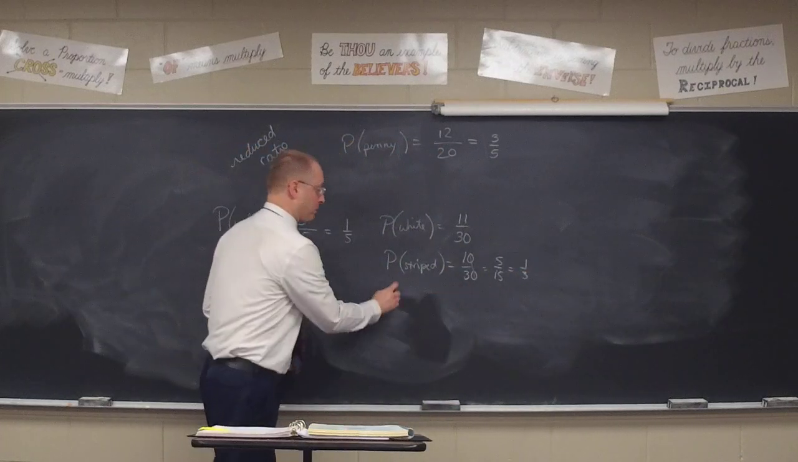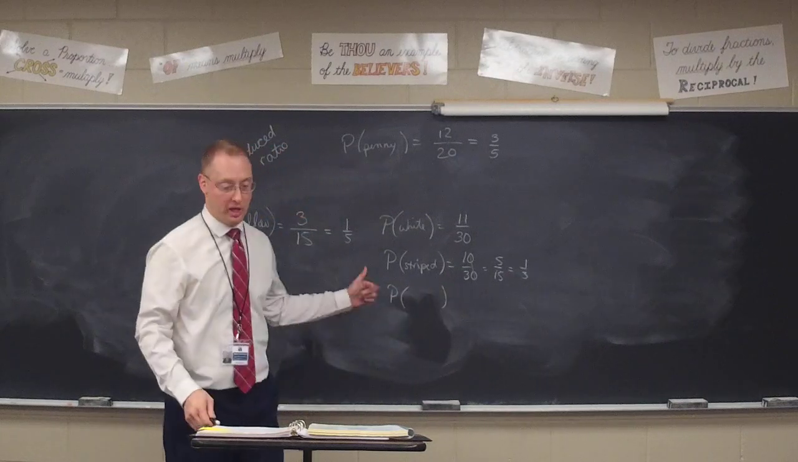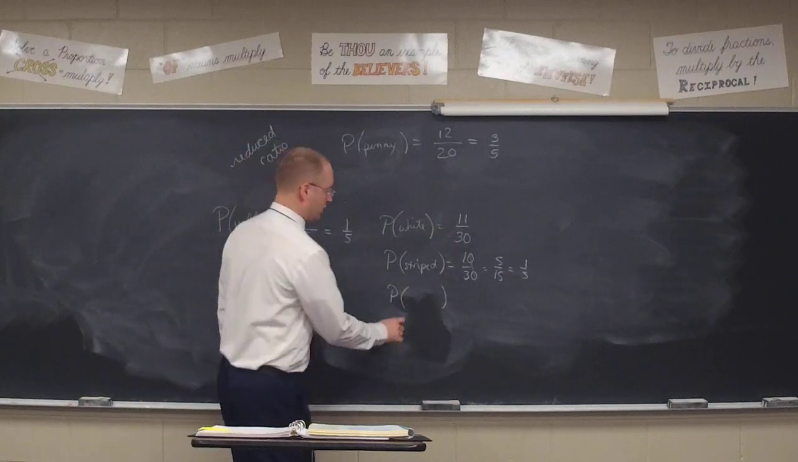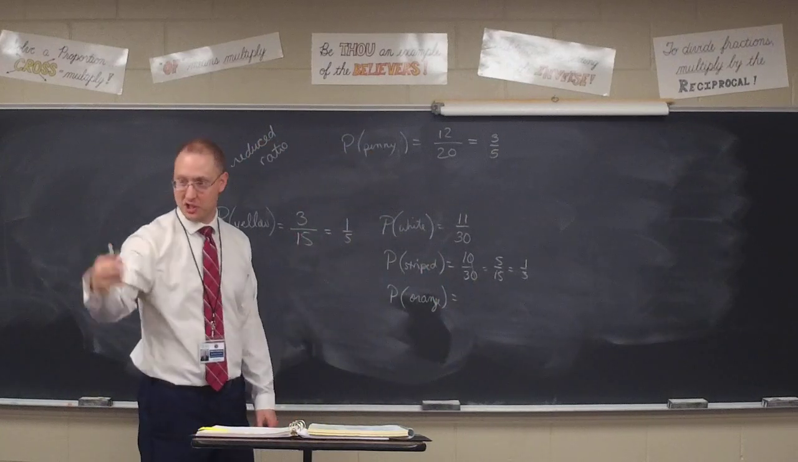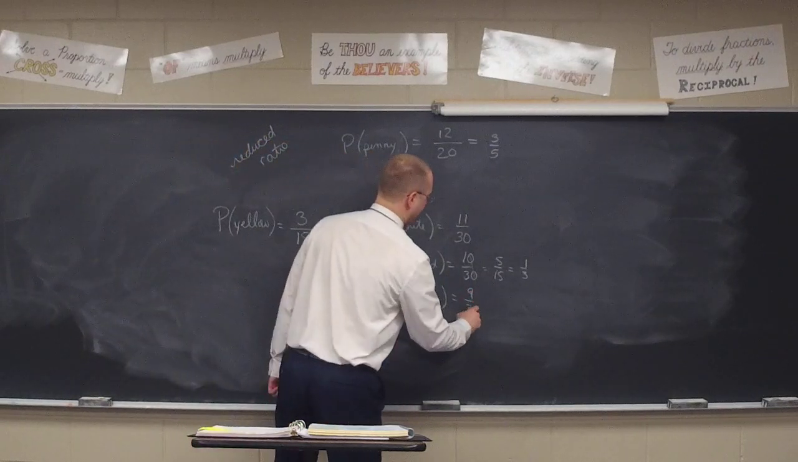And then for our last one, we'd say P, the probability of orange, which actually looks gold, so finally a goldfish. The probability of a goldfish, 9 over 30, but we're going to reduce that too.